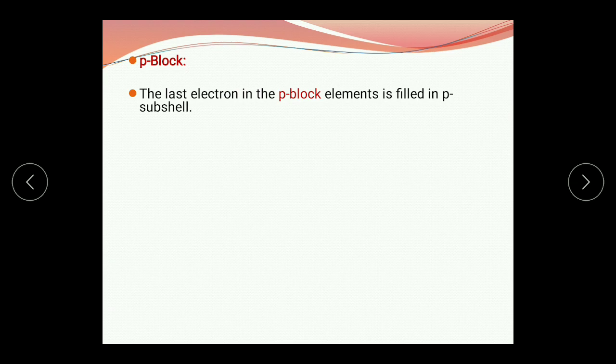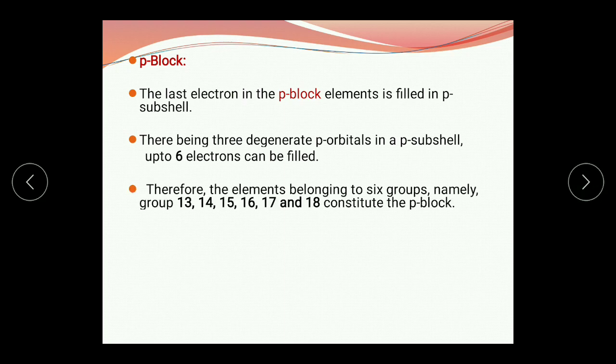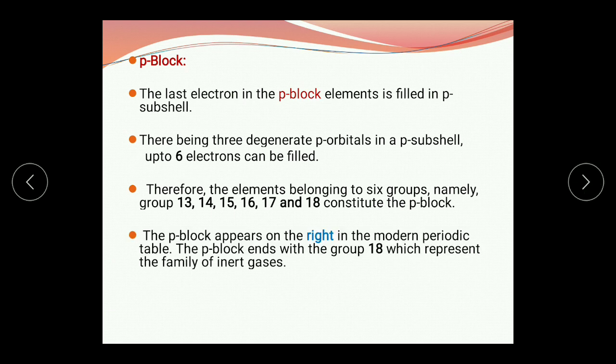Now, the second block is the p block. It has 6 groups. If the last electron is filled in the p subshell, that element belongs to the p block. As you know, the p subshell has 3 different orientations, or we can say 3 orbitals are there in the p subshell. Hence, p has a capacity to accommodate 6 electrons. Hence, there are 6 groups in the p block from 13 to 18. Together they form the p block.